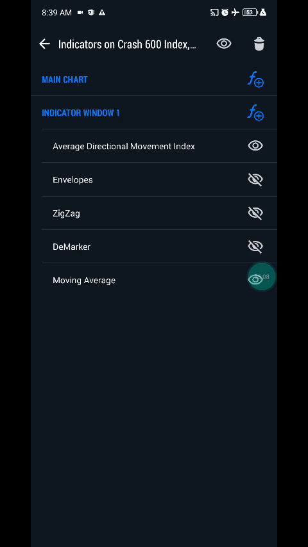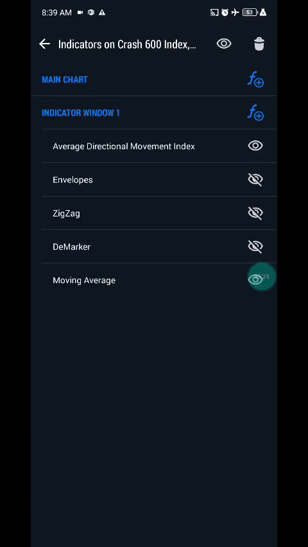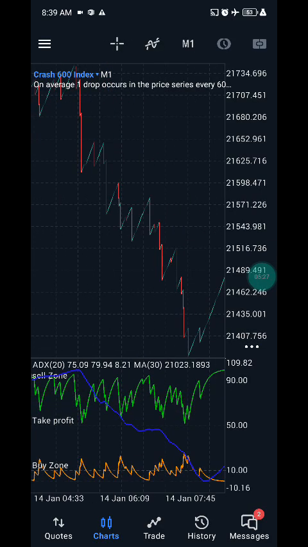And the second indicator that you need is the moving average. So we have the period to be 30, we have shift to be 0, we have method to be simple, we have apply to close. That's exactly what you need. And we have blue as our color here. You can choose any color of your choice, then you press save. Once you do that, then you have the same setup I have here.